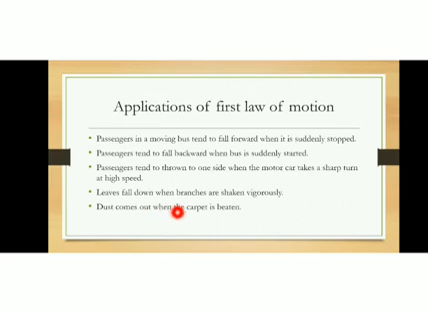Then, dust comes out when the carpet is beaten. This is also an application of the first law of motion. Whenever the carpet is beaten with a rod, the carpet will be set in a state of motion, but the dust particles continue to remain in the state of rest. So the carpet will move, but at the same time the dust particles can't move, so they leave the carpet and just fall to the ground. So the dust comes out when the carpet is beaten, and you will understand more about all these examples in the coming session.